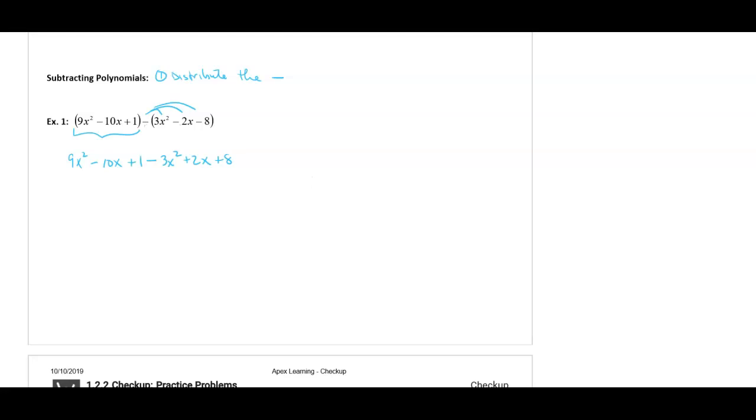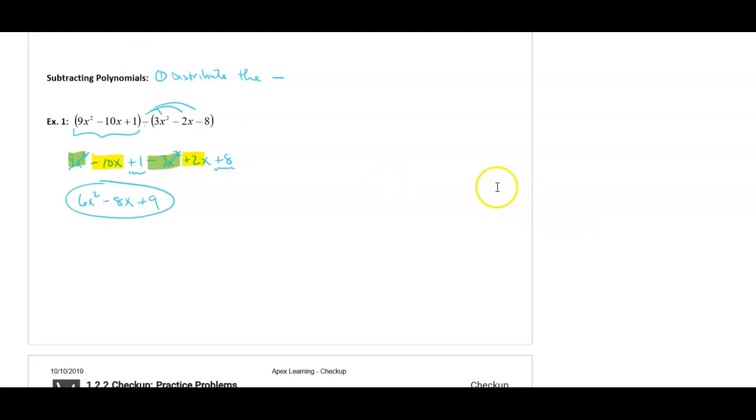And now I can look to combine like terms. So 9x squared minus 3x squared will give me 6x squared. Cross them out, I've used them. And the next one would be, right, I have negative 10x plus 2x is going to give me minus 8x. And then 1 plus 8 would be plus 9. And this is what we would get.